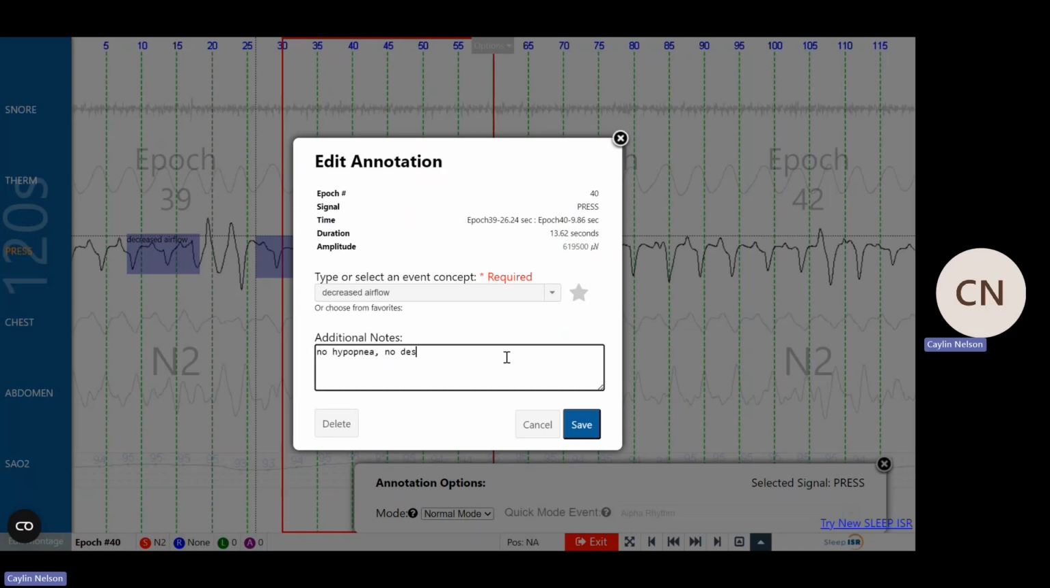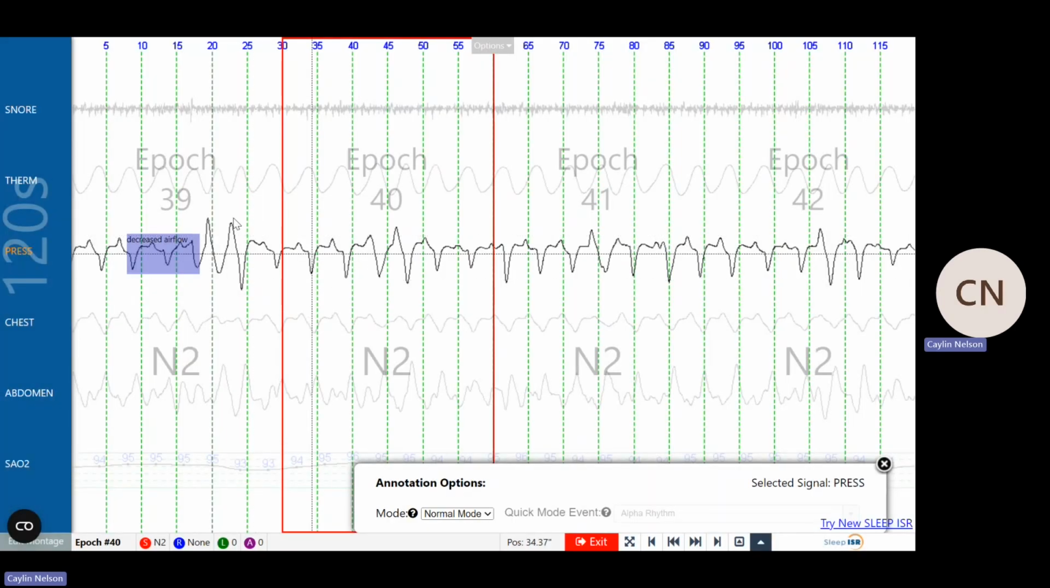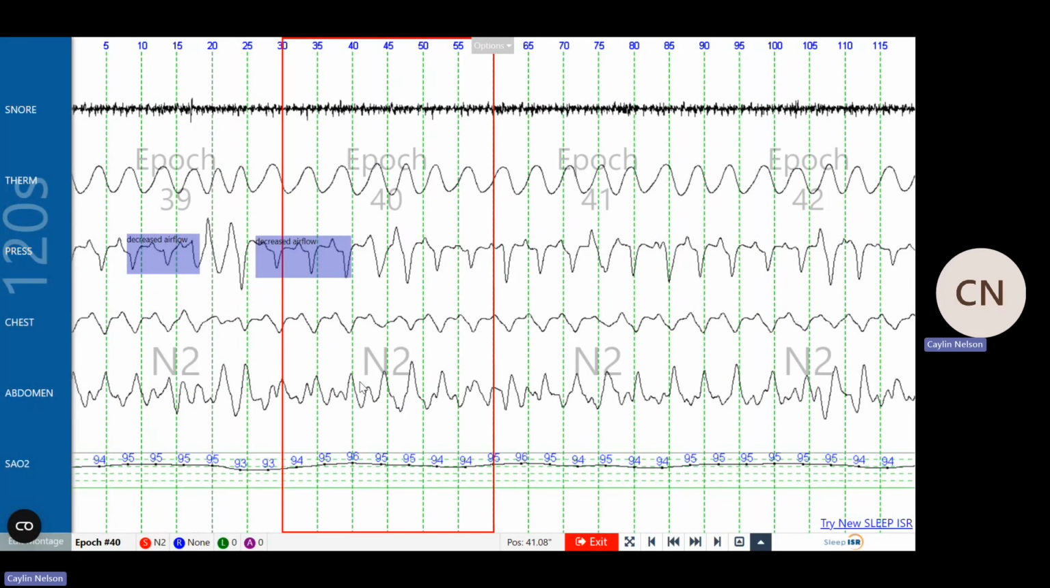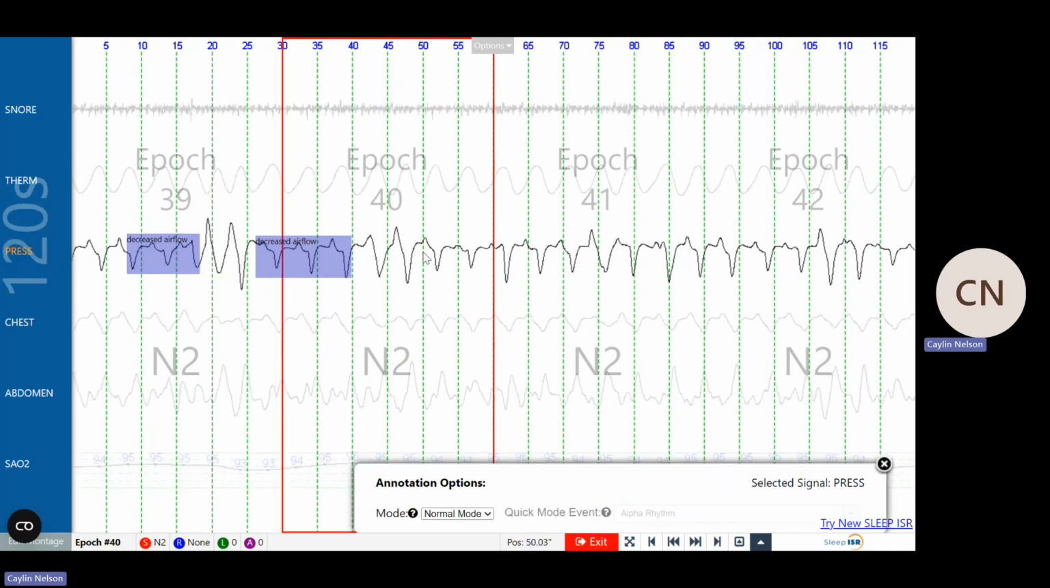Okay, so no hypopnea. There was no descent over 3%. I'm gonna hit save there. So it goes up to 96, but only goes back down to 94. So again, that 2% desaturation, it seems to be this patient's typical range. It typically goes down about 2% and then kind of comes back up.